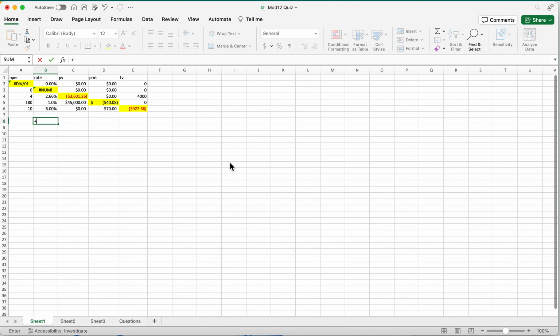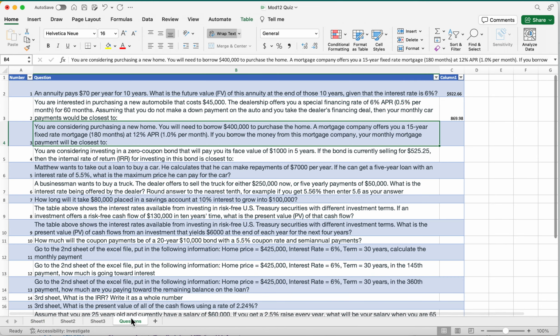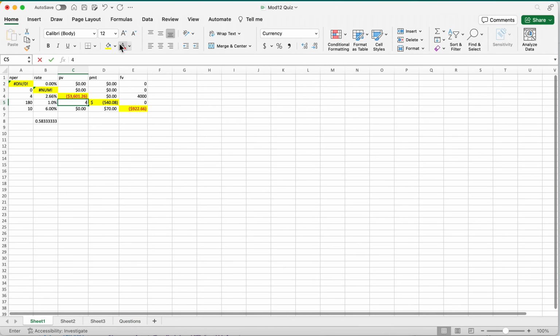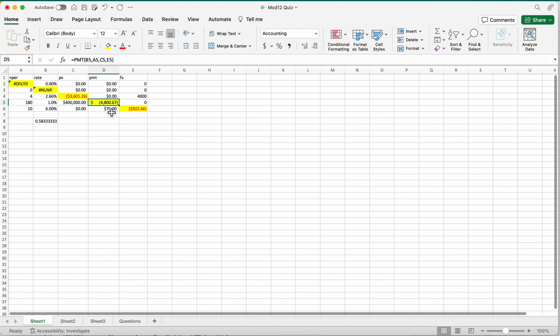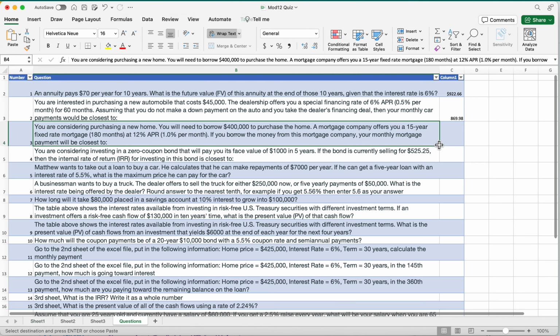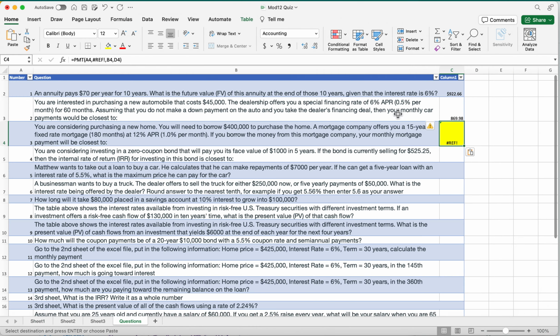If this were 7%, you would do 7 divided by 12, so you should put 0.583. But because we're using 12% for 12 months, it's just 1%. We're trying to borrow $400,000. So this will be our payment: $4,867. So that'll be our answer there.